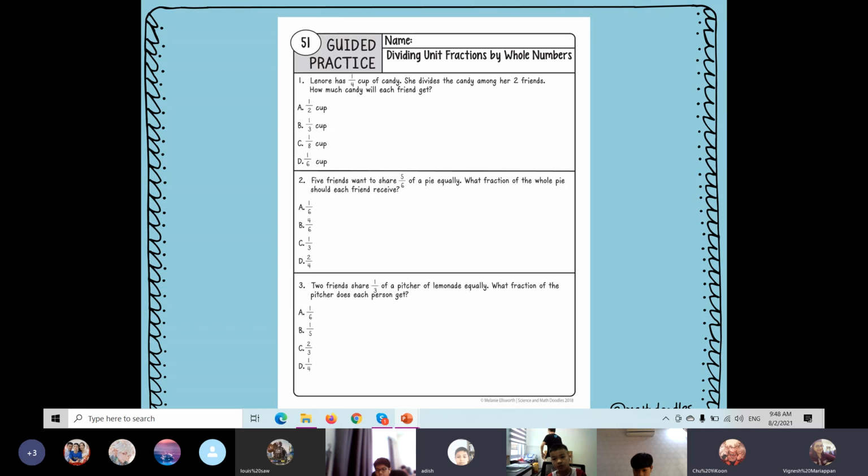Okay. And then 1 over 3 times 2 over 1. Then 1 over 3 times 1 over 2. So the answer is equal to 1 over 6. Very good. Answer is 1 over 6. Okay. Can understand or not?